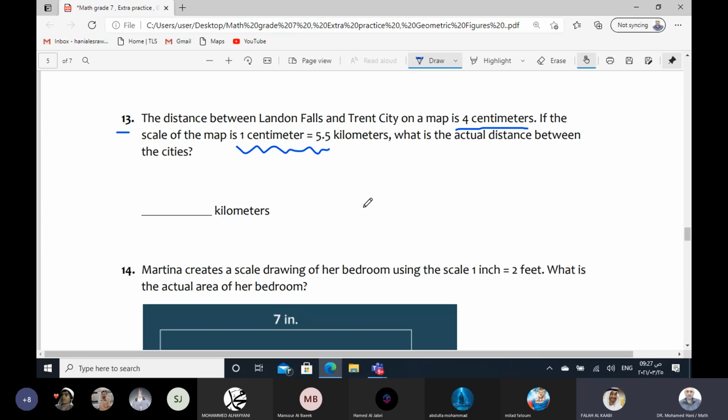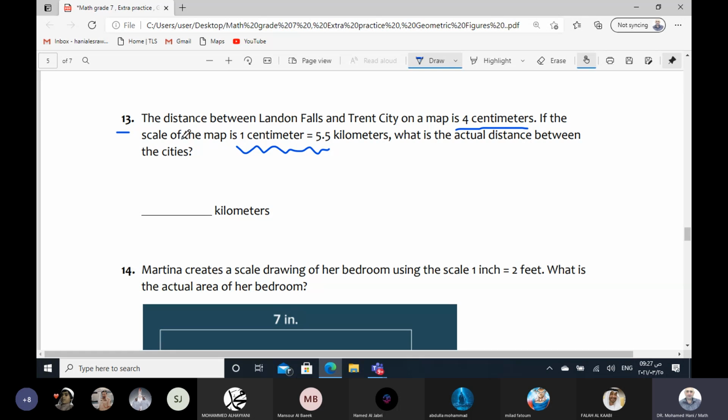The actual distance is 22 kilometers. 32? 22. Okay, thank you. Who has a different answer? The answer is 22. Right. The answer is 22. Great.